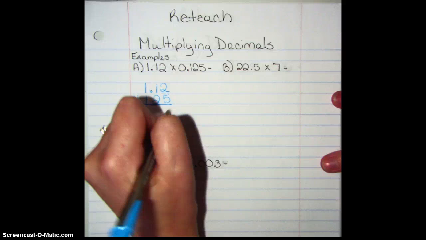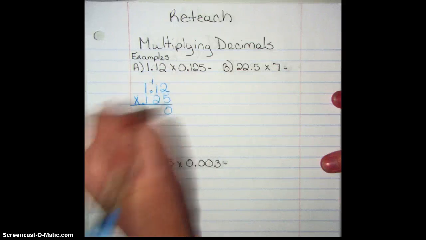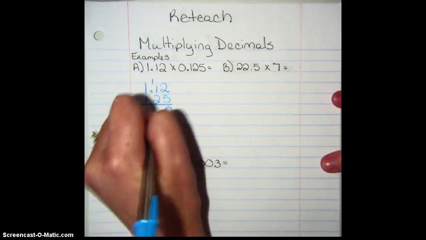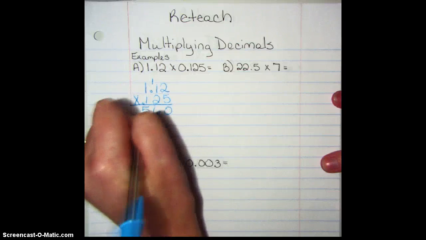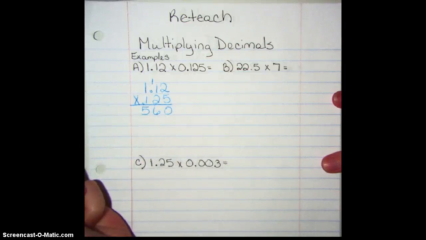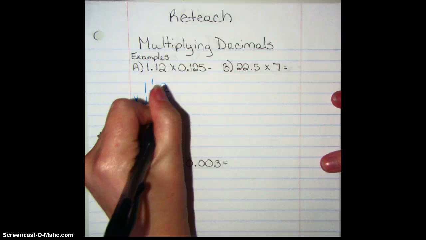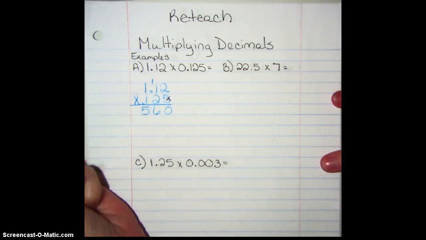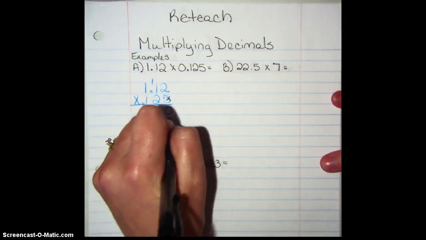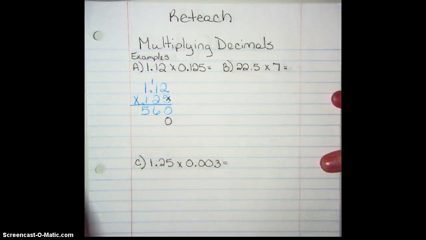2 times 5 is 10, carry the 1. 5 times 1 is 5, plus 1 is 6. 5 times 1 is 5. At this point, I say, okay, I want to multiply by 2, but what am I going to do? Well, if you remember what Miss Hernandez said, she said you want to hug and kiss your place value. So I'm going to hug or kiss this 5 away, and I'm going to hug a 0 in for that place value.